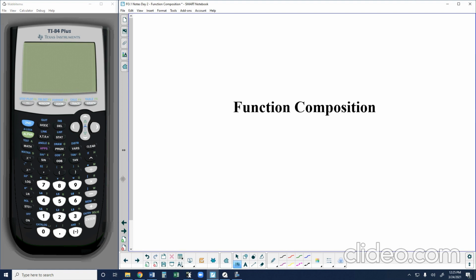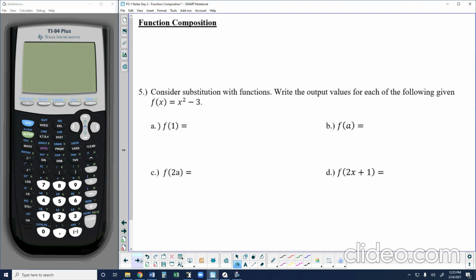So in order to establish an understanding of function composition, let's first take a look at some example problems with some techniques that we are used to. In problem number 5, it says, consider substitution with functions. We're going to find that function composition relies heavily on substitution. Write the output values for each of the following, given that f of x is x squared minus 3.